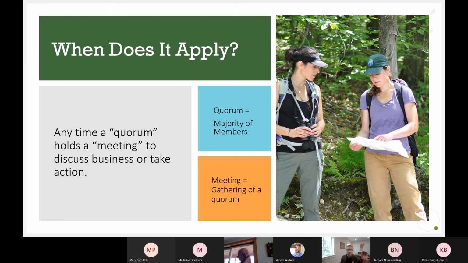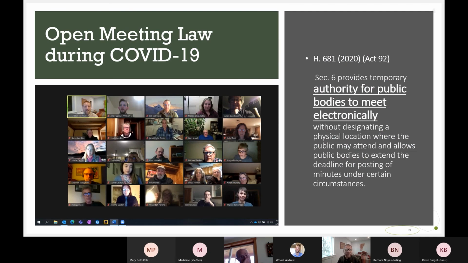I'll just add one little tidbit: there's temporary authority for public bodies to meet electronically. This is Act 92 during COVID-19. It remains to be seen what will happen with this temporary authority into the future and what direction our public meetings will take post-COVID.